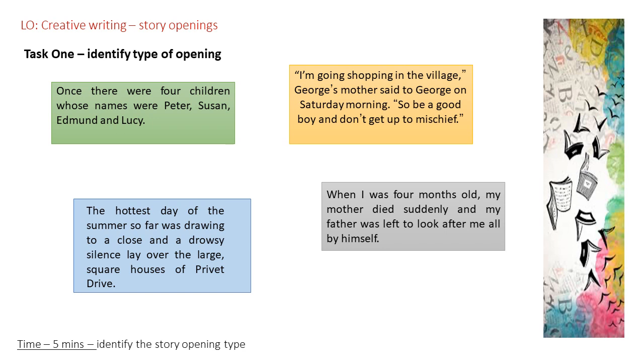Once there were 4 children whose names were Peter, Susan, Edmund, and Lucy. The hottest day of the summer so far was drawing to a close, and a drowsy silence lay over the large square houses of Privet Drive. I'm going shopping in the village, George's mother said to George on Saturday morning. So be a good boy and don't get up into mischief. When I was 4 months old, my mother died suddenly, and my father was left to look after me all by himself.